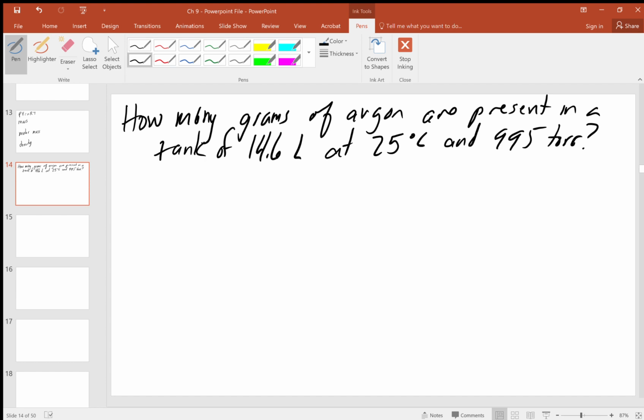So here we've got some sample of argon. It has a volume that's given, as well as a temperature and a pressure. But we're not looking for number of moles here, we're looking for mass, or how many grams of argon are present. And if we look at our gas law, PV equals nRT, mass doesn't appear in this gas law. So how do we find that?